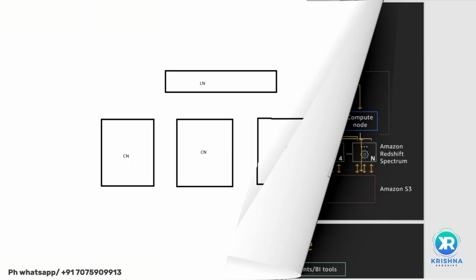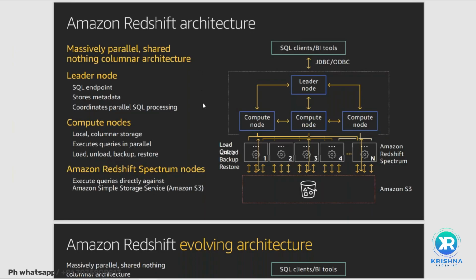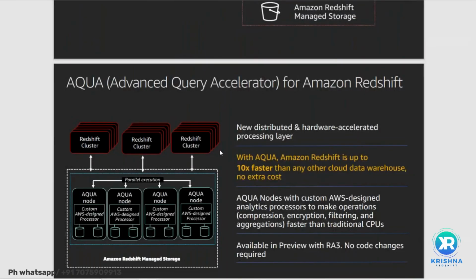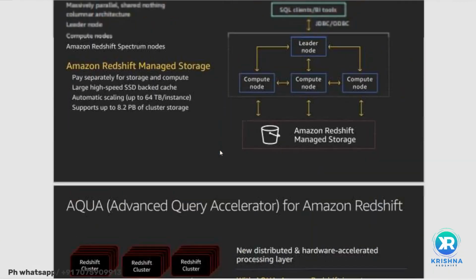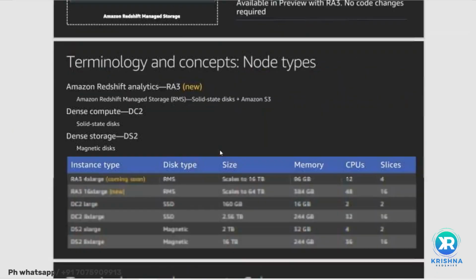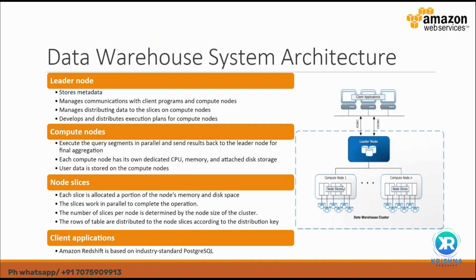I'm talking about the down one. Each node will have slices. I was talking about this diagram. You focus on the single node. I mean, the high level diagram you already know. So multiple nodes will be there.